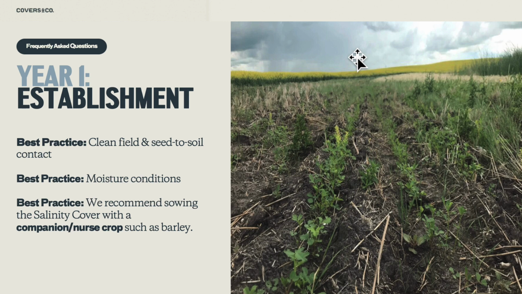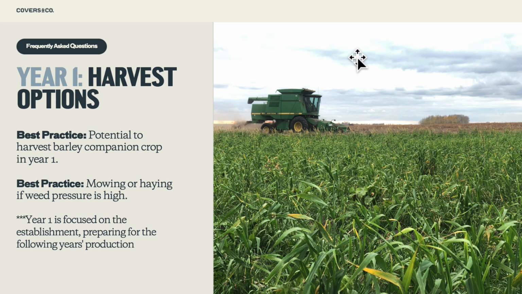If the environment isn't correct, don't rush it. Don't go in there and make a mess of it, as it is an investment that we're making in year one, and we want it to last for a long time. In harvest options for year one, there's some opportunity to utilize barley in establishing some of our perennials as well. This just gives a really good opportunity for weed pressure competition in year one.